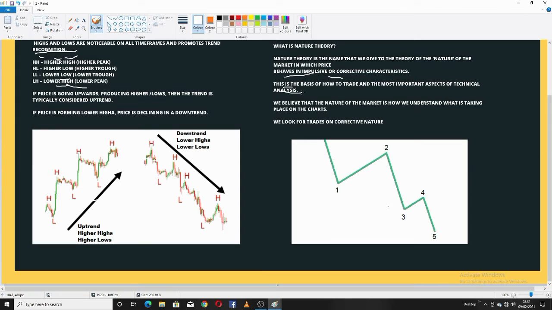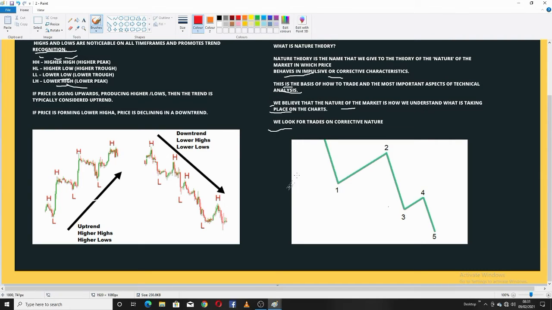You need to know this if you're going to be a technical analyst, and as a trader, you need to know this anyway. All traders need to know the impulsive and corrective phases. We believe the nature of the market is how we understand what is taking place on the chart. We look for trades in the corrective phases.